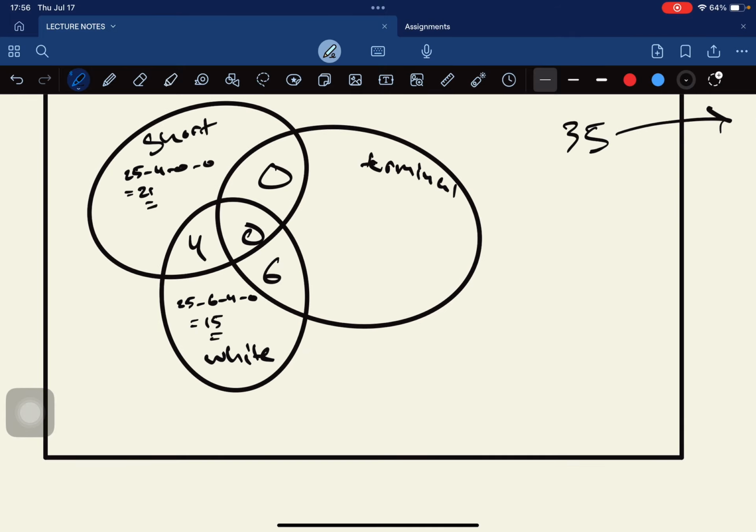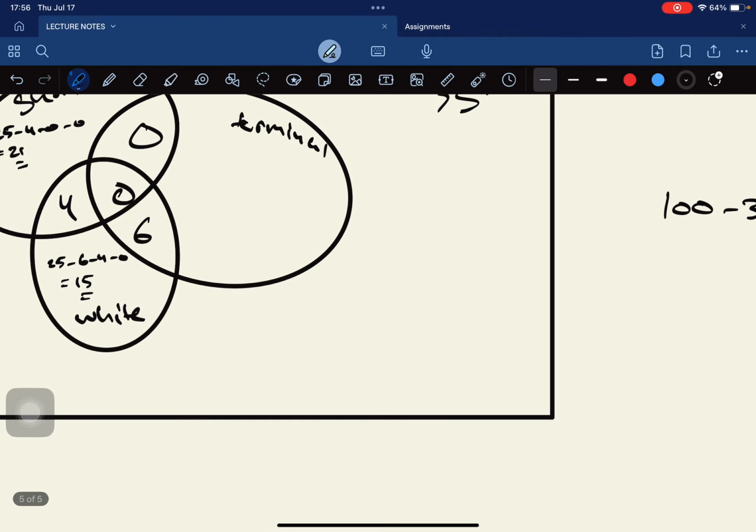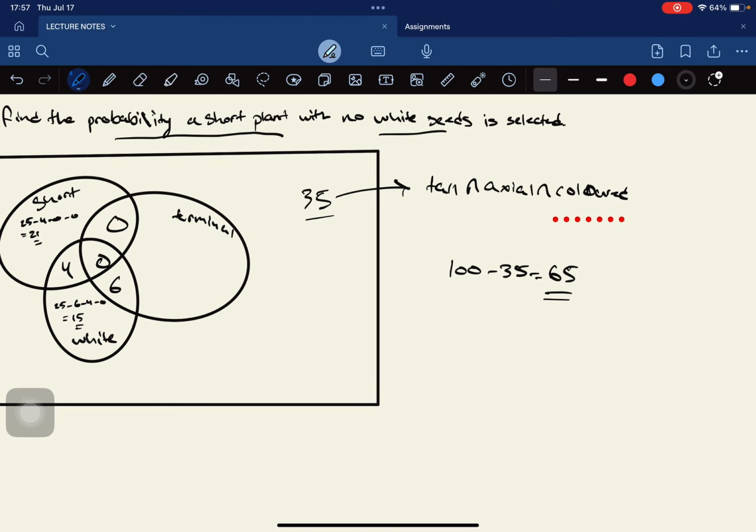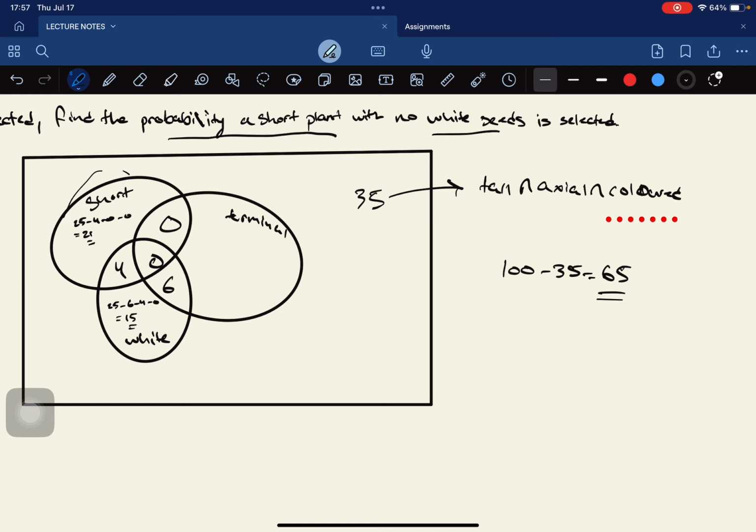Pretty sure, yeah. And now we have all the values for short, and all the values for white right here, right? So now what we do is find terminal because we're missing terminal. So we do 100 minus 65. Sorry, give me a sec. So we have 65. You know we have 65 because we did 100 minus 35. And all this together is going to be 65, right?